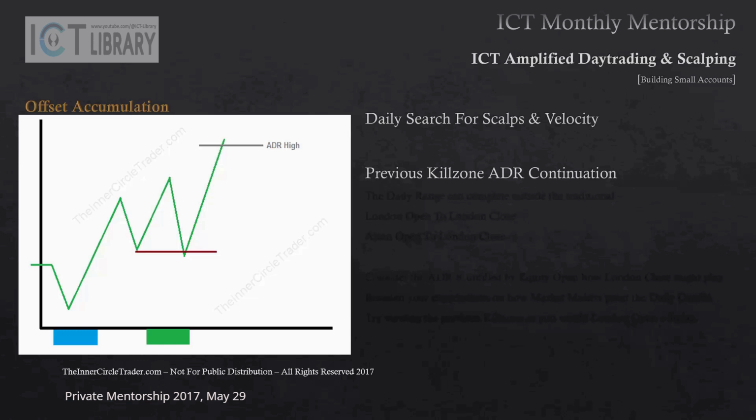Now, there are going to be days, as I've already stated before, where ADR does not fill by London close. It doesn't mean that number is completely useless. It means that number may be impactful at a later time. It could be the following day's session. But for now, I want you to look at this chart to the left.